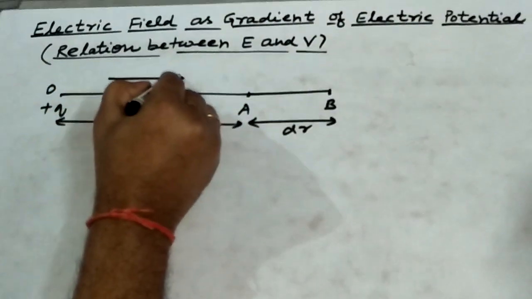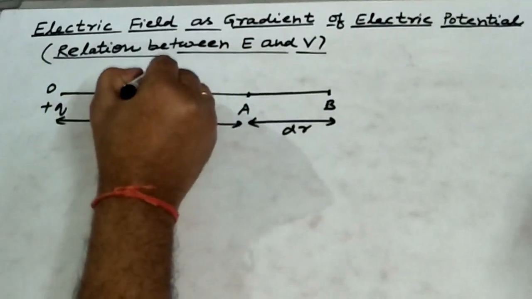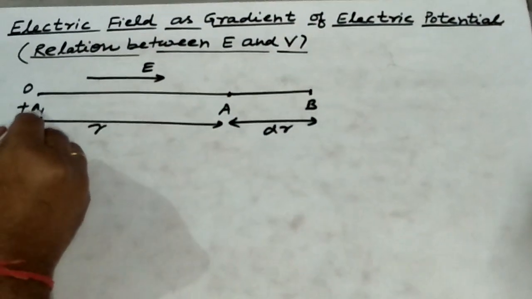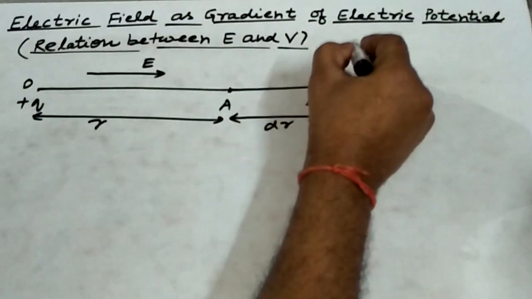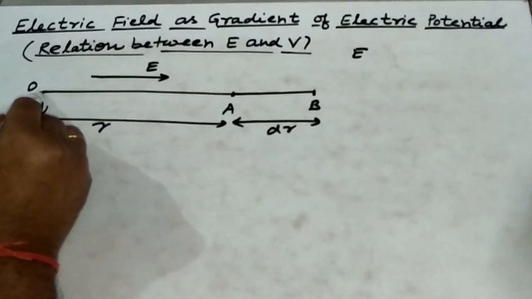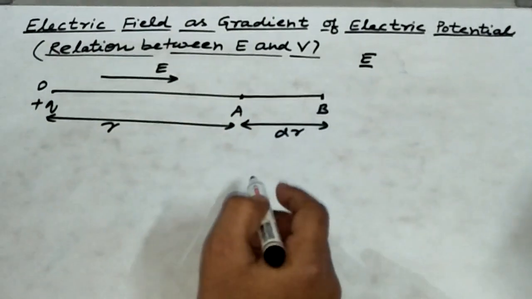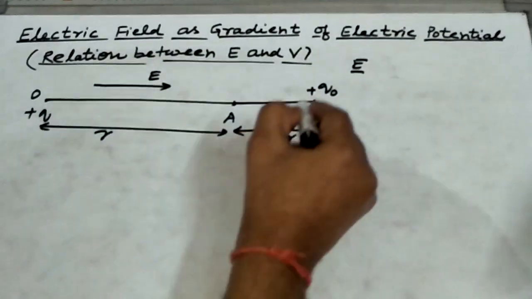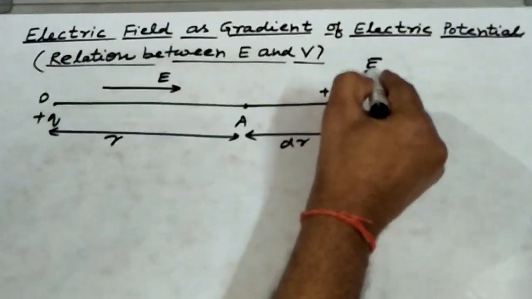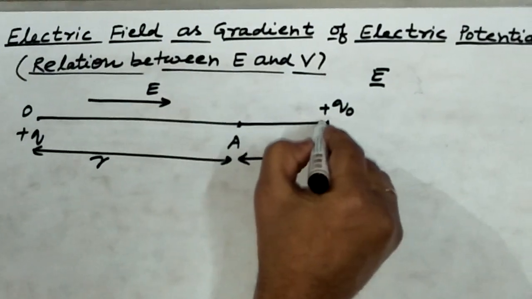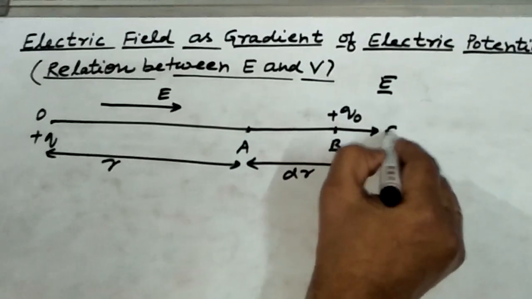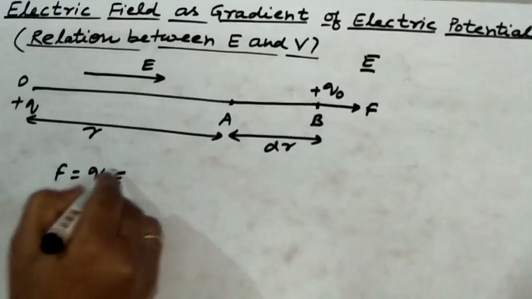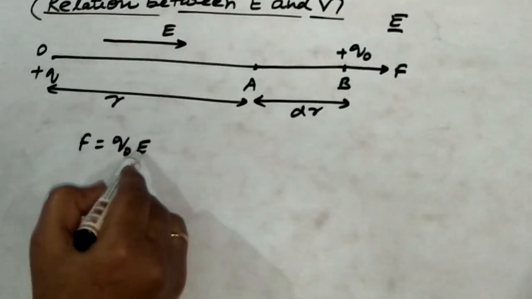And suppose the electric field due to this charge plus Q, which is along the x-axis, at point B is E. When we place a test charge plus Q naught at point B, then due to this electric field E, this charge plus Q naught experiences a force F. The magnitude of that force is Q naught E, and the direction of this force is the same as the direction of the electric field.